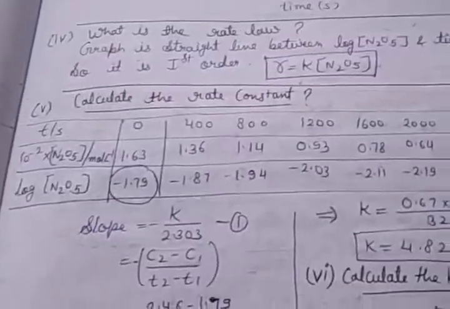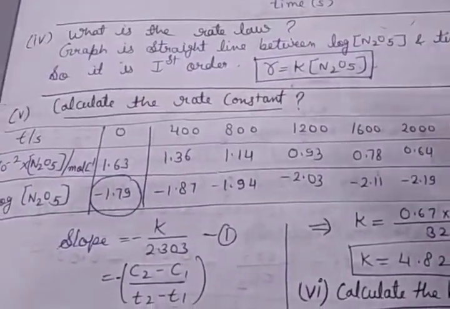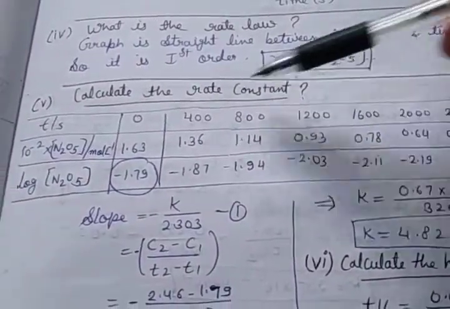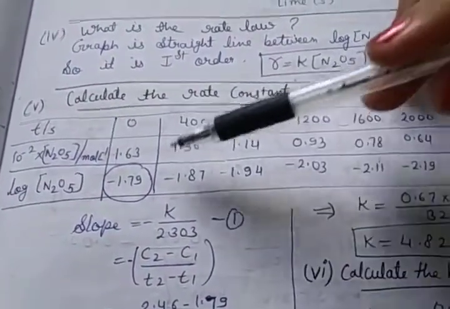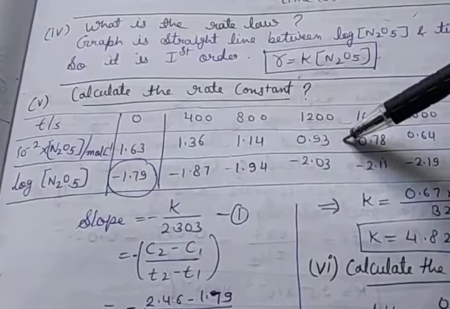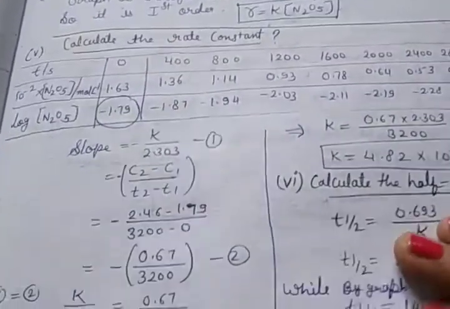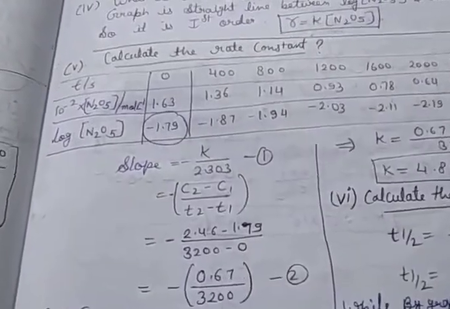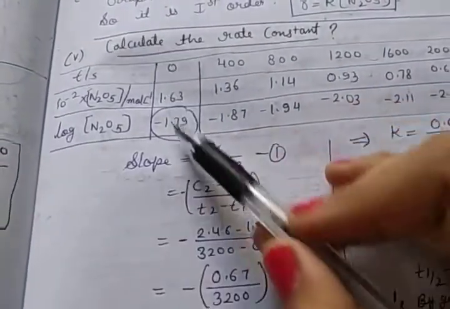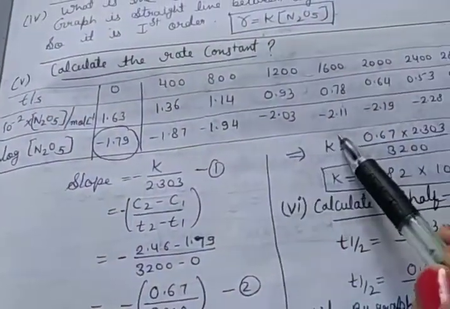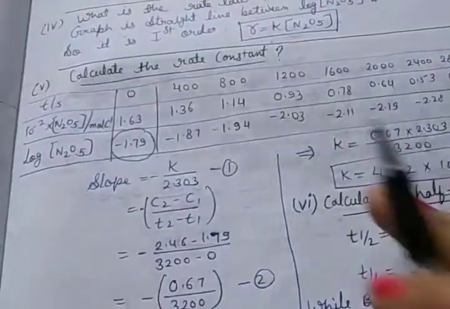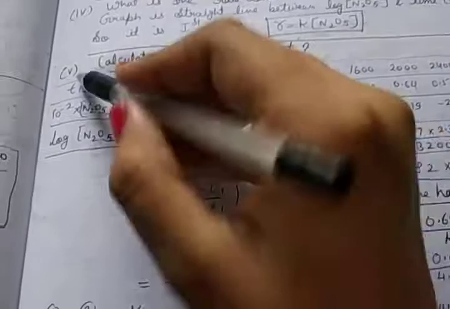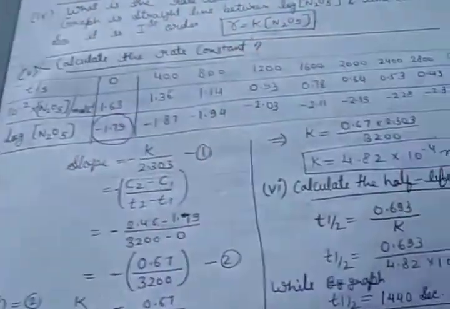Then question number 5, calculate the rate constant. Here the values of time and N2O5 concentration are given. This is not important for us to do, because here we would have to find the log values one by one, and in exams simple types of log questions come. So it is not necessary to do this question.